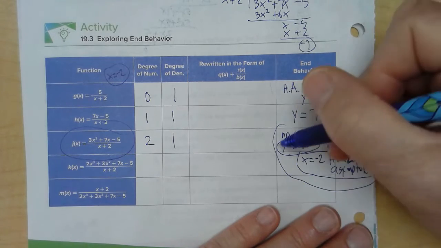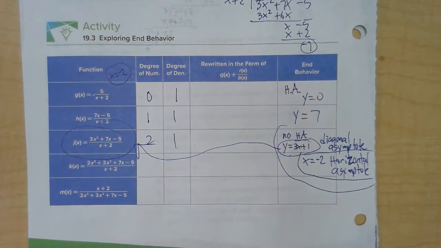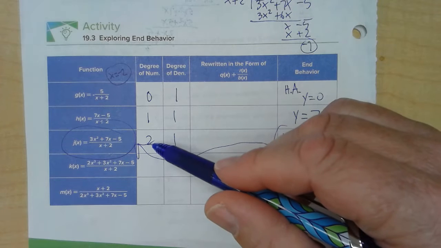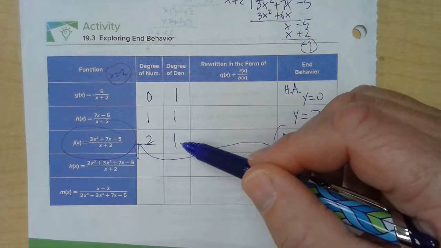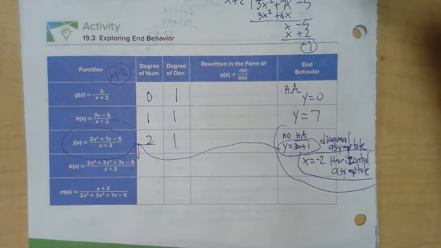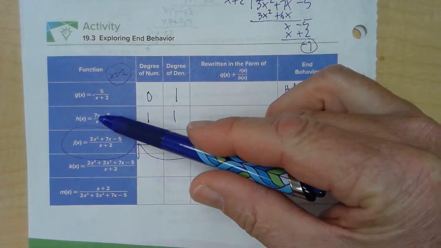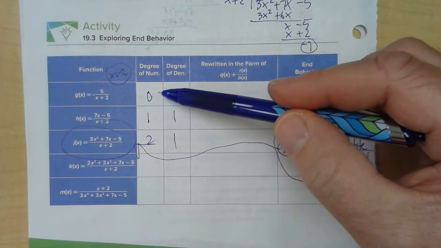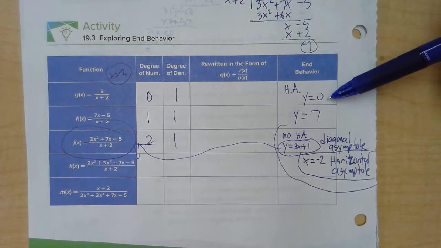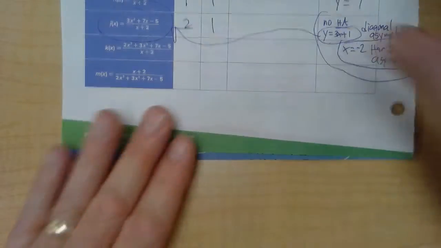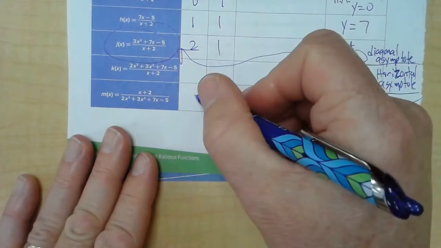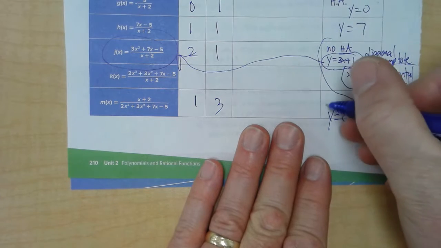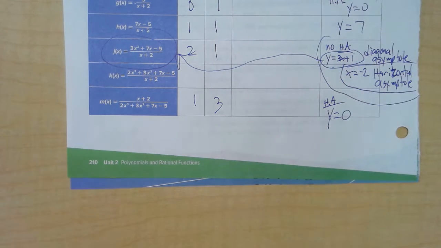So all of this information goes with this problem over here. So we're exploring the heck out of this. So there's no horizontal asymptote because the degree on the top is larger than the degree on the bottom, right? Numerator versus denominator. When it's a tie, it's just the coefficients in the front. And when it's smaller over larger, it's always at zero. So this one down here, it's 1 versus 3, so it's going to level off at 0 again. So y equals 0 is the horizontal asymptote, okay?